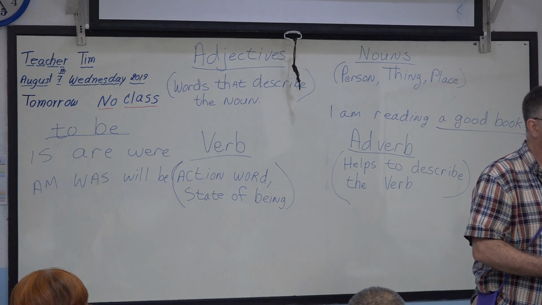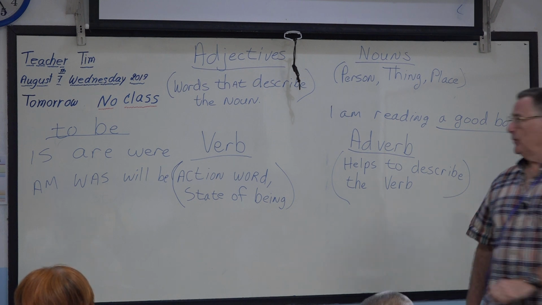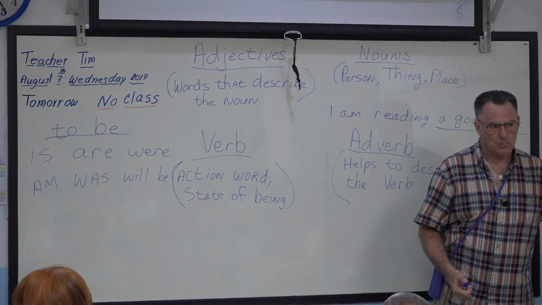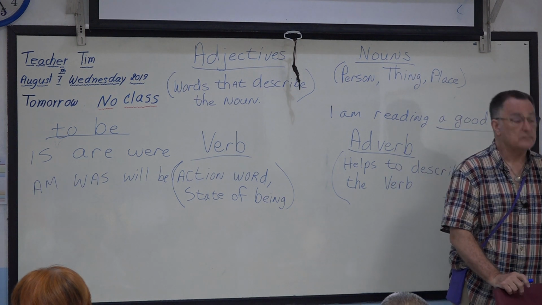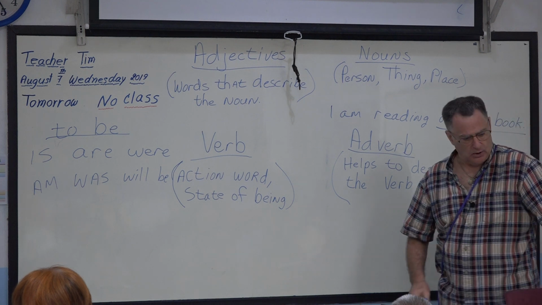Kun Lek, please give me a sentence with an action verb. I am walking in the park. Very good. Perfect. I am walking in the park.